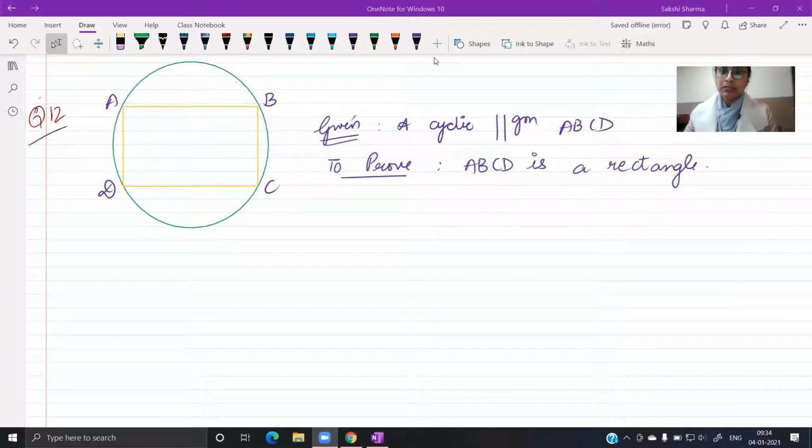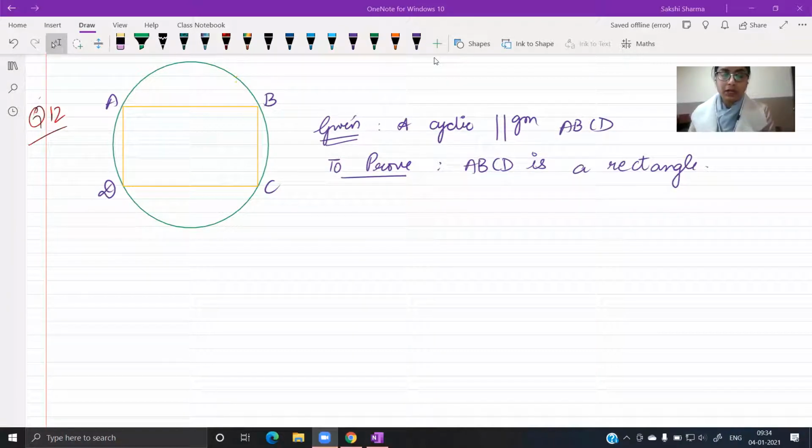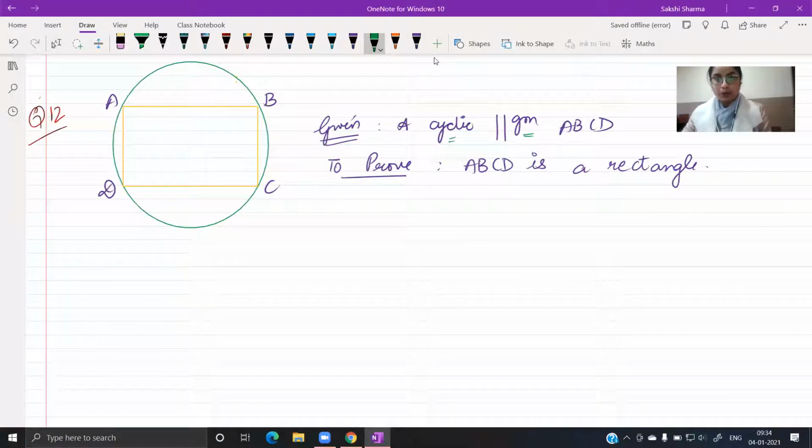There is a parallelogram with its vertices lying on the circle. So ABCD is a cyclic parallelogram. The word cyclic will mean that the vertices of the parallelogram lie on the circumference. You have to prove that this parallelogram is a rectangle. So in order to prove a parallelogram rectangle, we just need to prove any one angle equals 90 degrees. So we will be using the properties of a parallelogram and the properties of a cyclic quadrilateral.